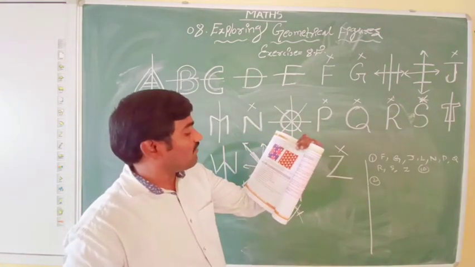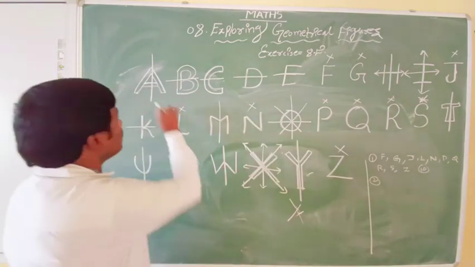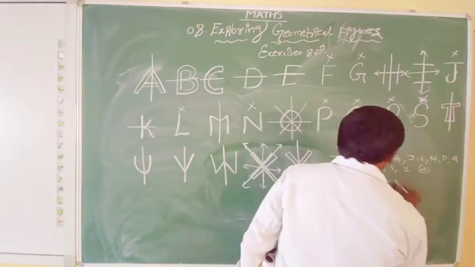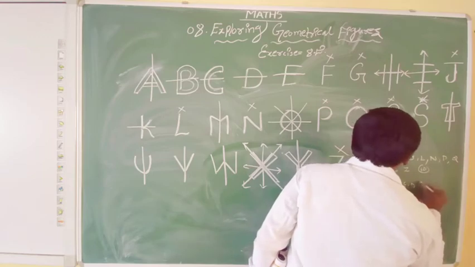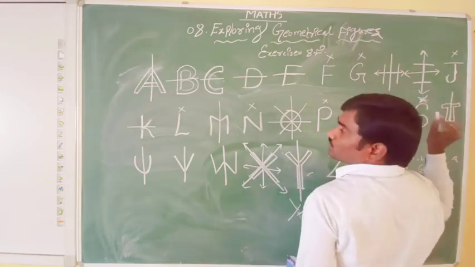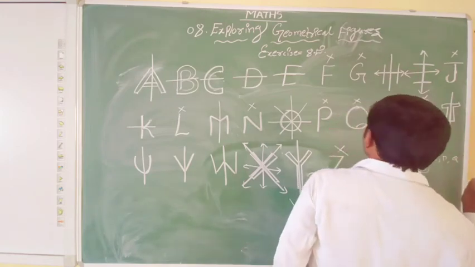How many letters have one line of symmetry? How many? 1, 2, 3, 4, 5. Here A, B, C, D, E have one axis of symmetry, and H and I have two axes of symmetry.